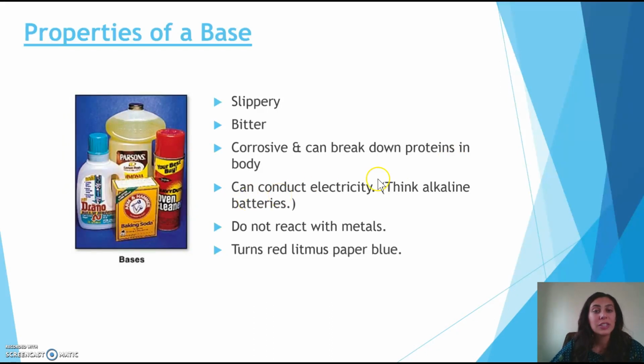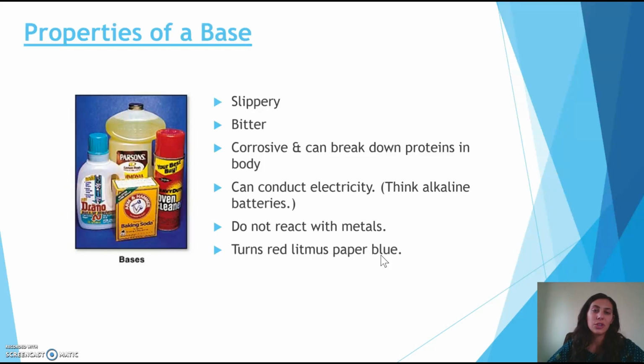A lot of these bases can also conduct electricity. Think like alkaline batteries, and another word for base being alkaline. So one thing about bases that is good is that they don't react with metals. So oftentimes they're used for cleaning supplies in the kitchen, they're used to clean ovens, they're used to clean sinks, for pipes, they're used in cars. All of these bases will not eat away at metals. And one of the special things about a base is that it turns red litmus paper blue. So we're going to be looking at more of the indicators in the next presentation.